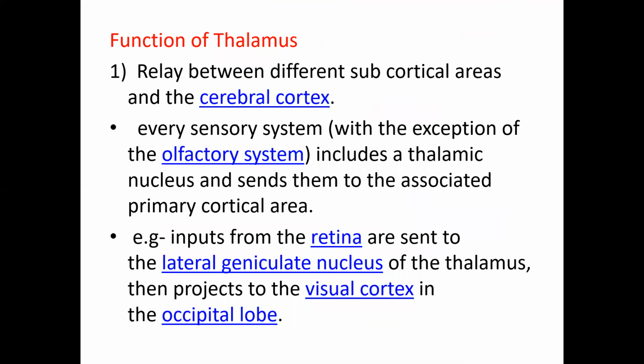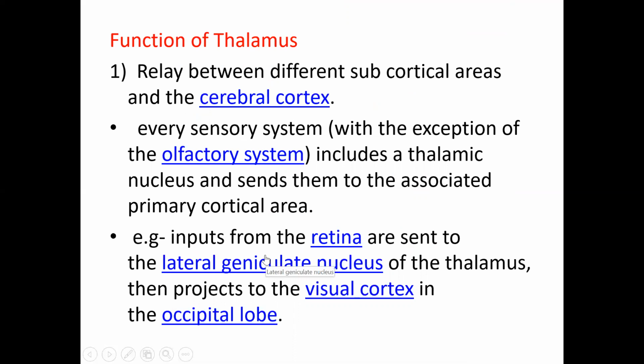So what are the functions of thalamus? You may have a short answer question on this. What are the functions of thalamus? As you know, it forms the relay connection between the cerebral cortex and subcortical areas. And then what are the functions? It carries the sensory information toward the cortex, except the olfactory system.